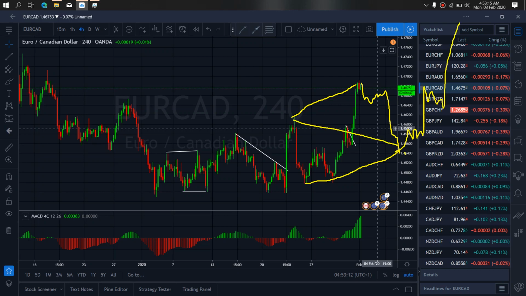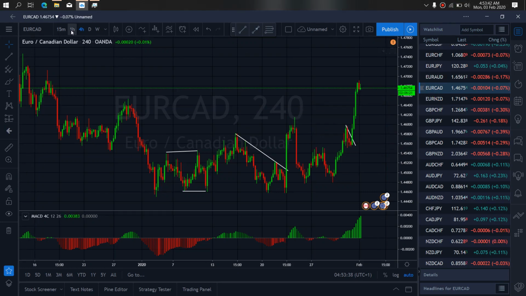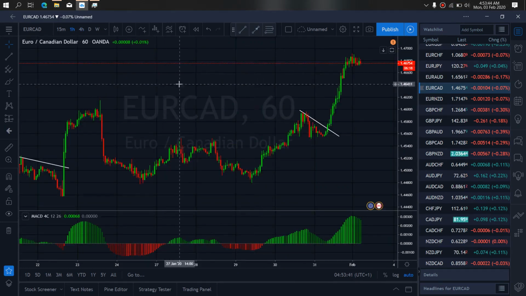Respect this correction. They climb here, they corrected, they climbed, they corrected. I want to watch for a bigger correction for a bigger climb upside on EuroCAD this week. This is what to watch out for. On the 1 hour right now, they are at this top level.